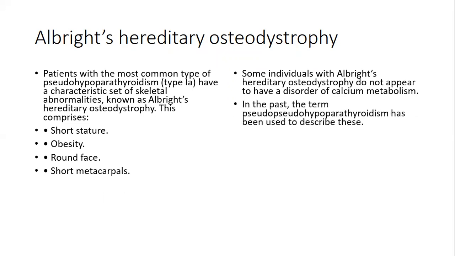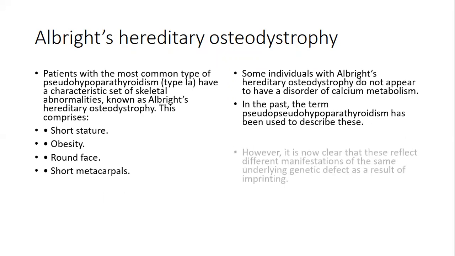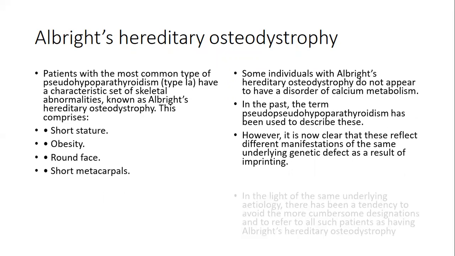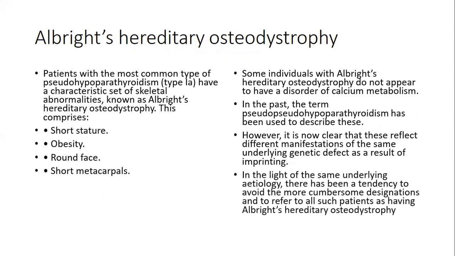In the past, the term pseudo-hypoparathyroidism has been used to describe these features. However, it is now clear that these reflect different manifestations of the same underlying genetic defect as a result of imprinting. In the light of the same underlying etiology, there has been a tendency to avoid the more cumbersome designations and to refer to all such patients as having Albright hereditary osteodystrophy.